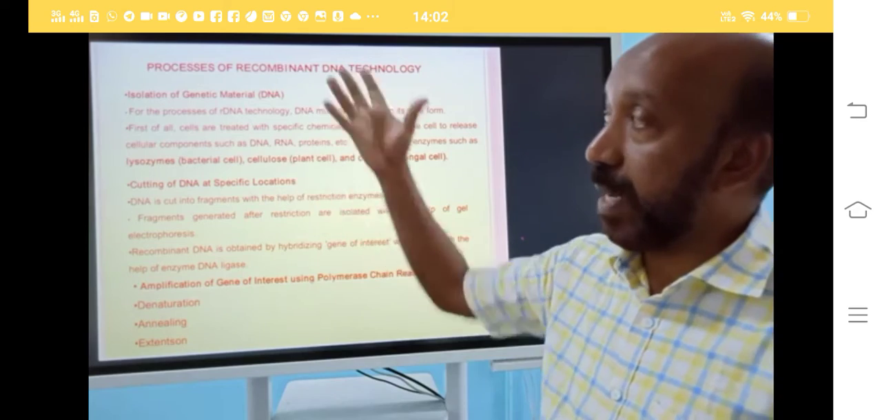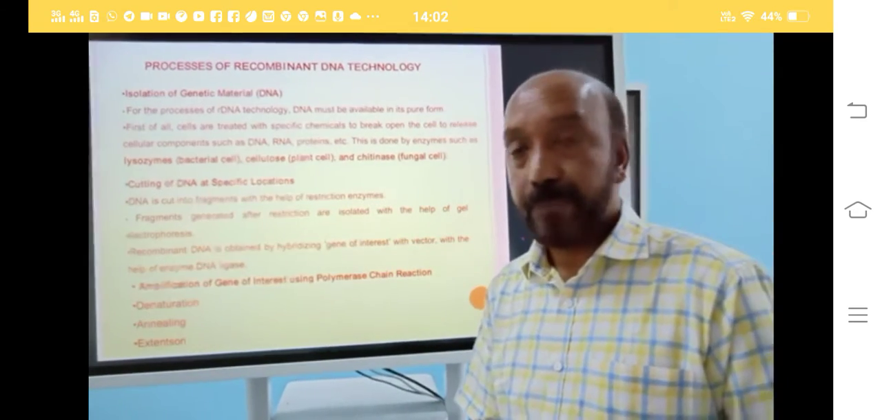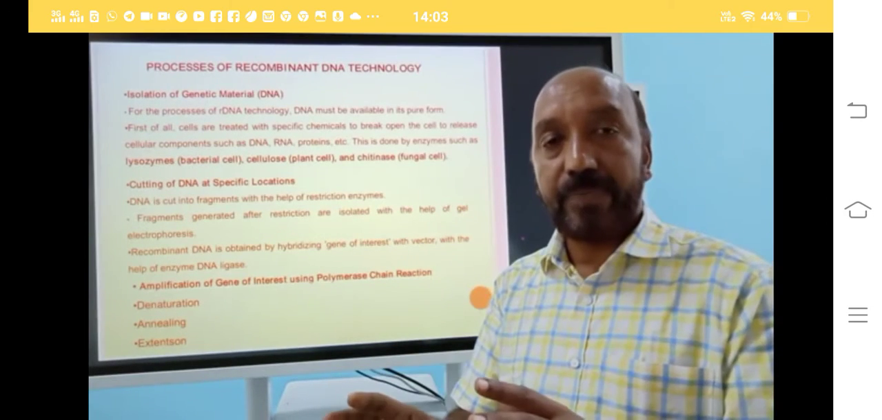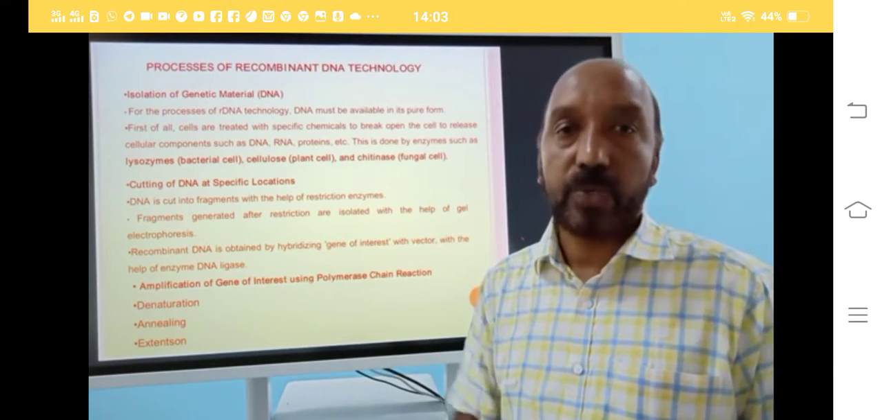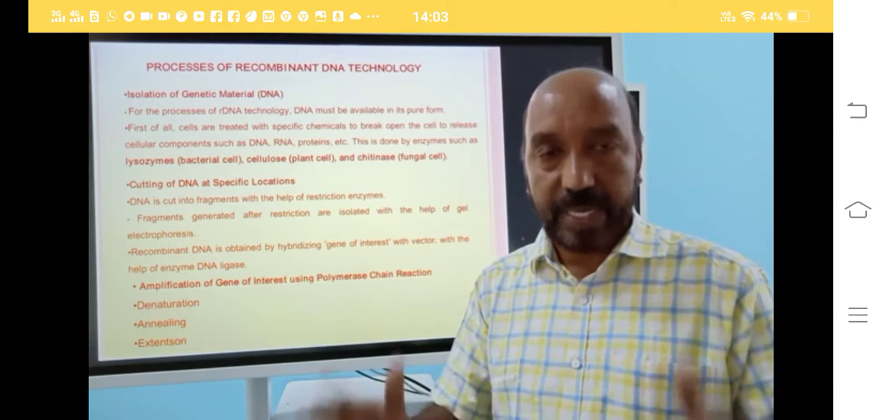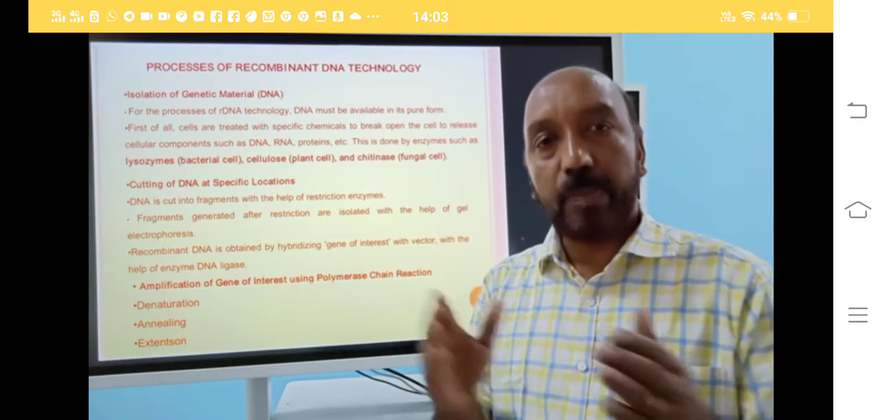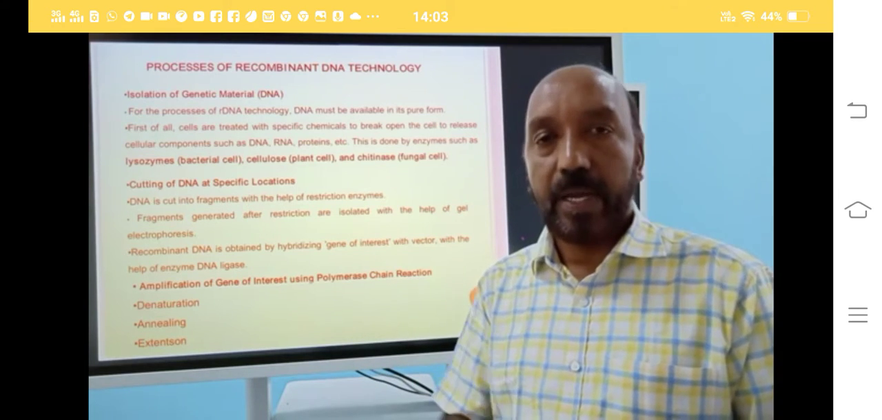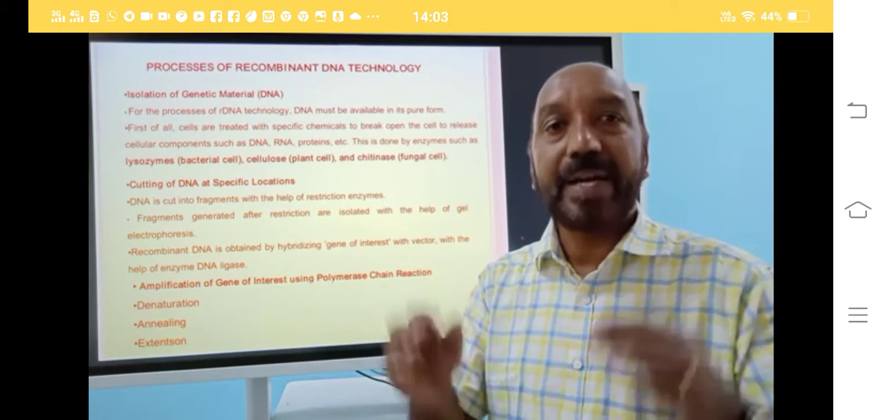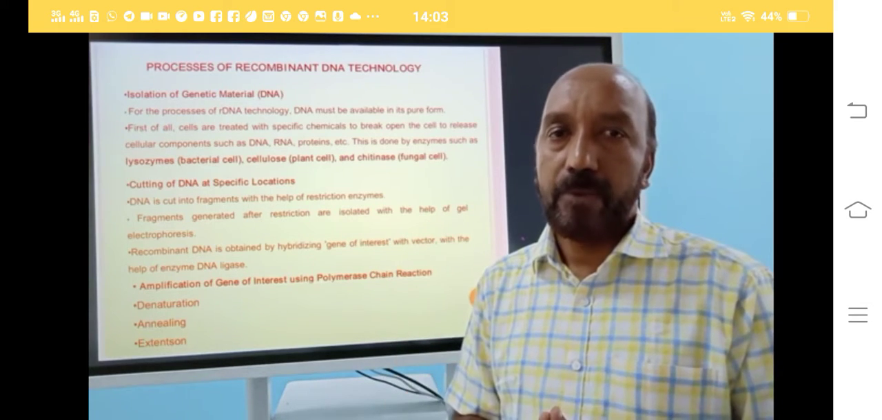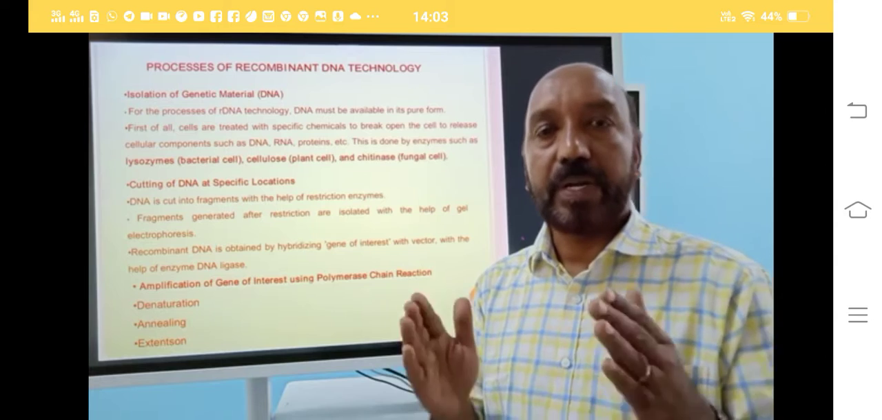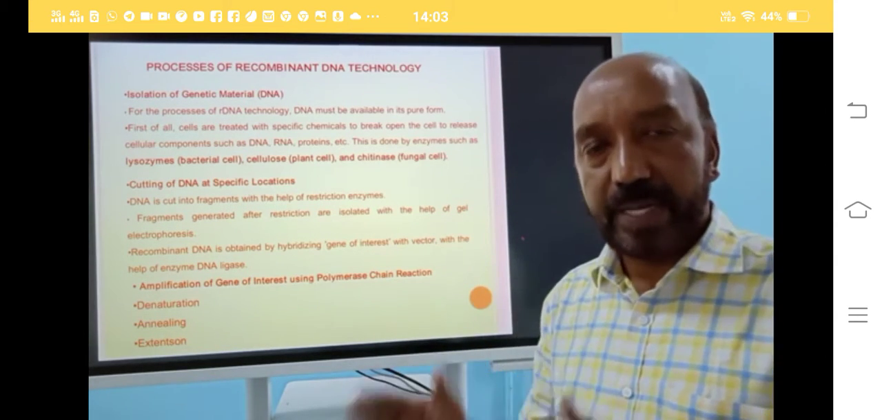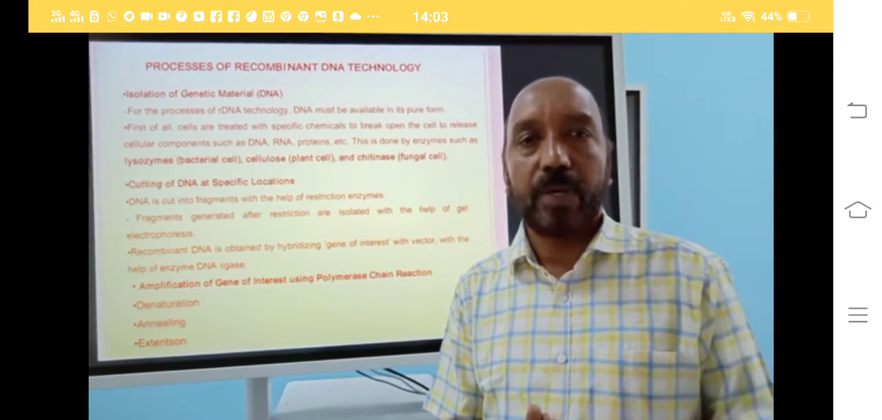Let us see what the essential requirements are. Here we can see the isolation of genetic material. If we have identified the gene of interest and the plasmid, they may be in different types of cells, such as a plant cell, a bacterial cell or a fungal cell. We want to isolate that gene of interest by digesting the cell wall, for which we use lysozyme for the bacterial cell wall, chitinase for the fungal cell wall, and cellulase for the plant cell wall.